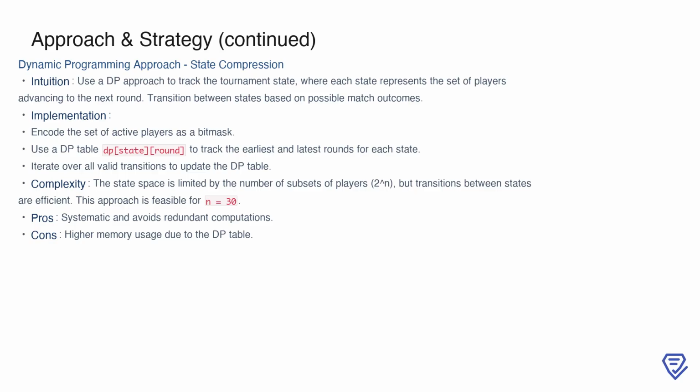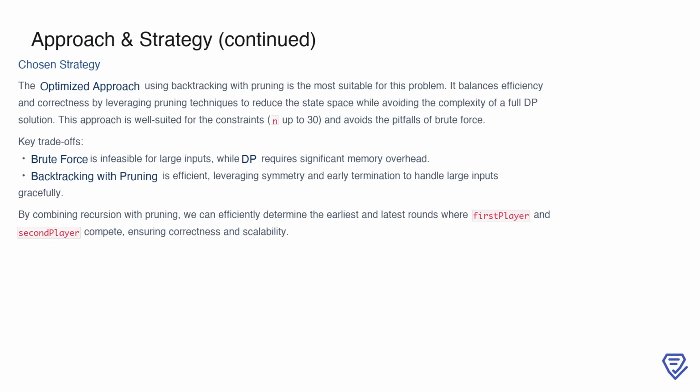However, this method comes with trade-offs. While it systematically avoids redundant calculations, it has higher memory requirements due to the DP table, making it less practical for larger values of n compared to backtracking with pruning. The chosen strategy for solving this problem is the optimized approach using backtracking with pruning. This technique strikes a balance between efficiency and correctness by reducing the state space while avoiding the complexity and memory overhead of a full DP solution.